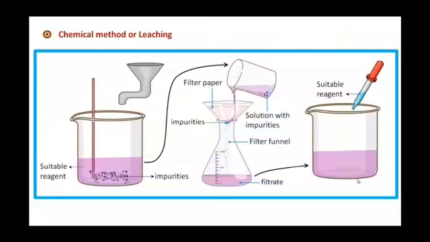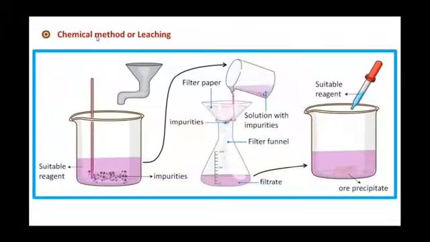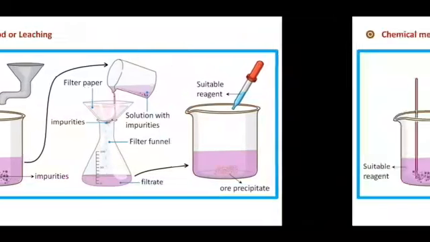To the filtrate, a suitable reagent should be added. On adding, the reagent gets dissolved in the solution and it will precipitate the ore present in the solution. That is, ore precipitate will be formed. Precipitate means ore will be separated in solid form from the solution. This process is called leaching or the chemical method.